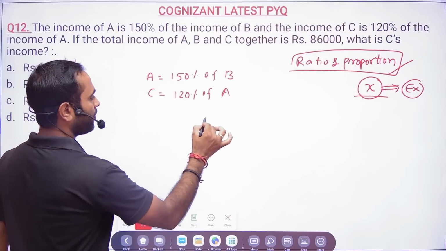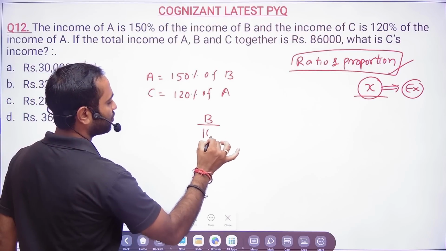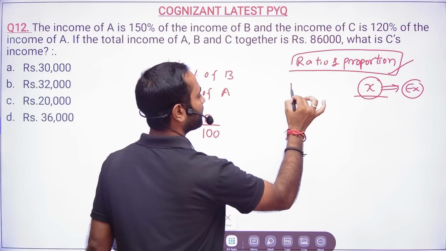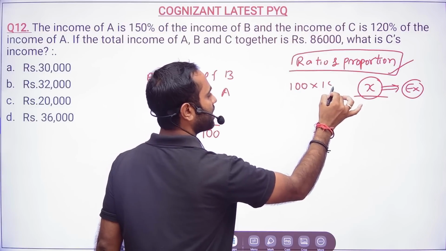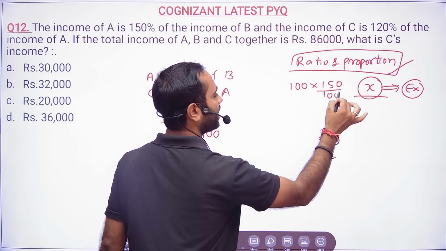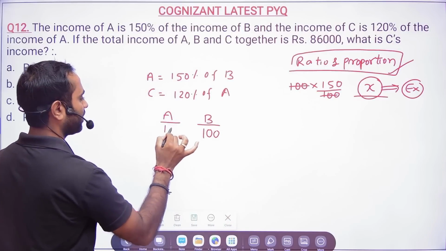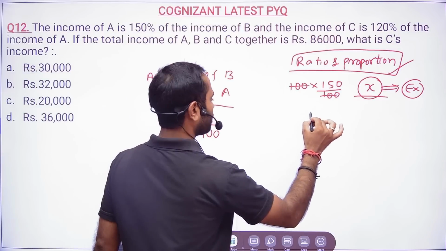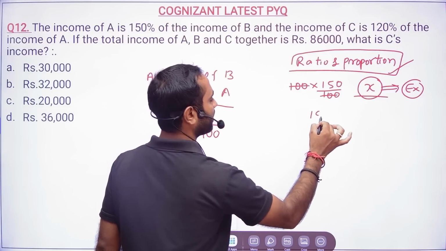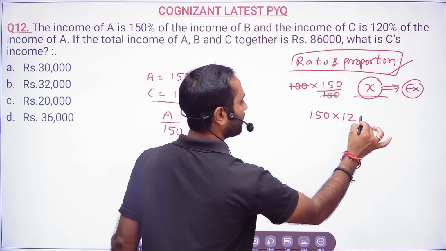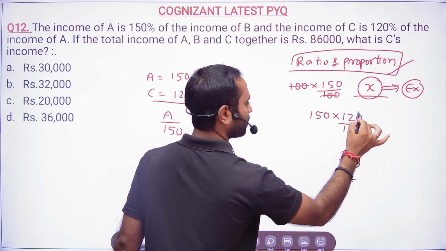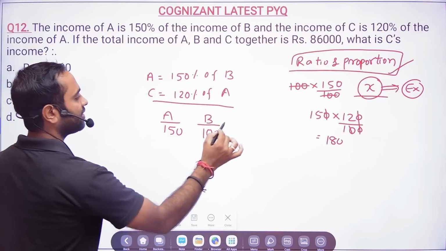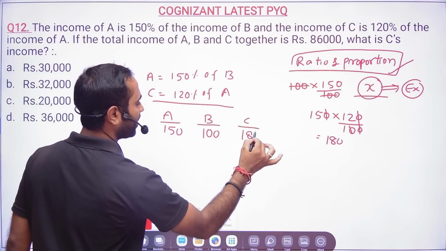What I am going to do now is assume B is equal to 100. Then A is 150% of B, so 100 into 150 by 100 is the same value, 150. Then C is 120% of A. So A is 150 and C is 150 into 120 by 100. Cancelled, 15 into 12 is 180. The value of C is 180. Very easily we have calculated.